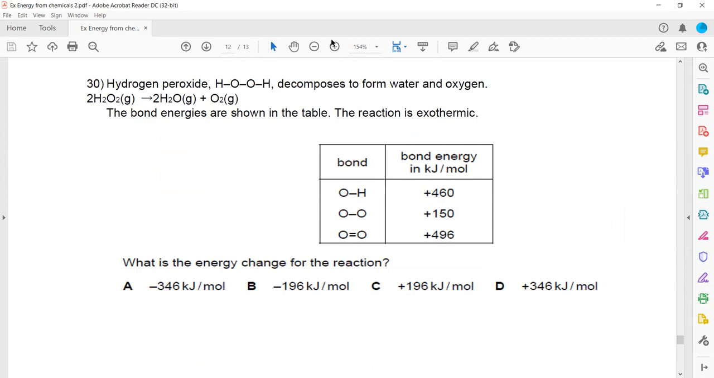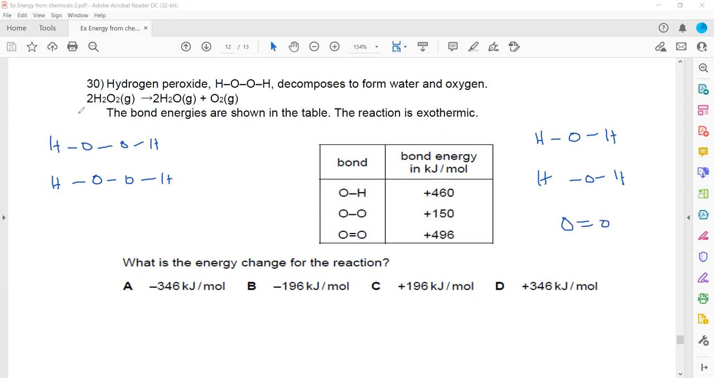Another question, hydrogen peroxide. The formula of hydrogen peroxide is given, decomposed to form water and oxygen. What is the energy change for this reaction? So two molecules of hydrogen peroxide, H, O, O and H, and then H, O, O and H, form water molecules. Water molecule is HOH, and two water molecules, so H, O and H, and oxygen is there, O double bonded with O. Bond breaking, and this one is bond forming.